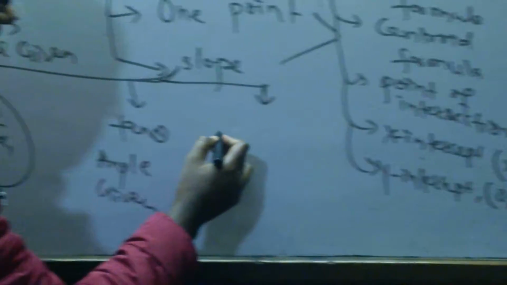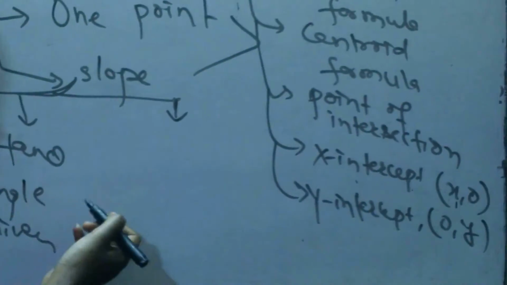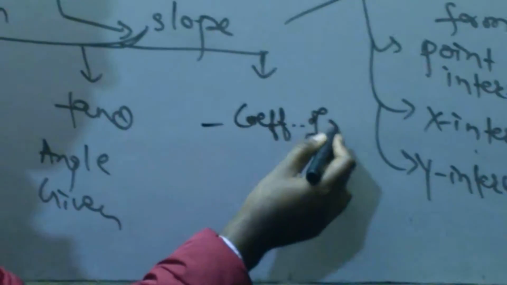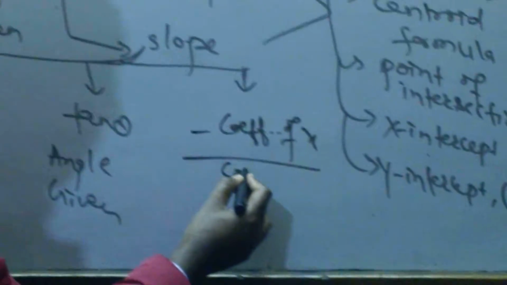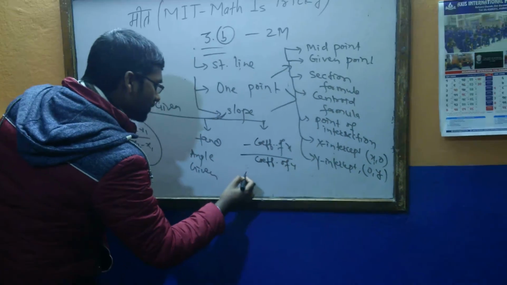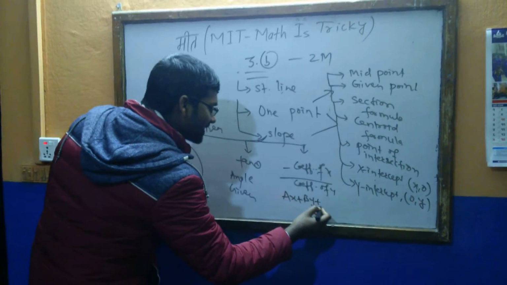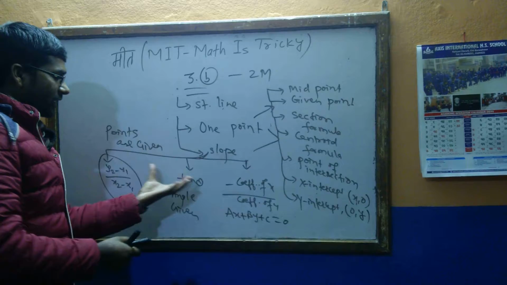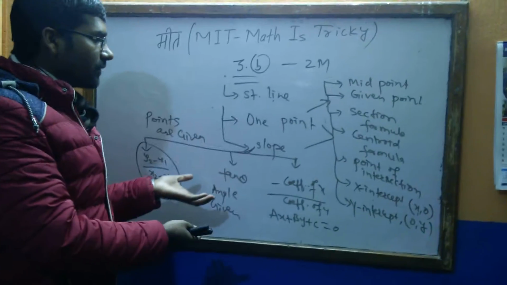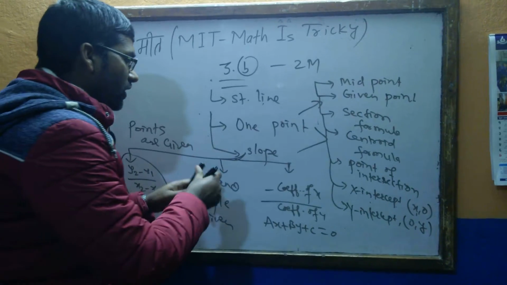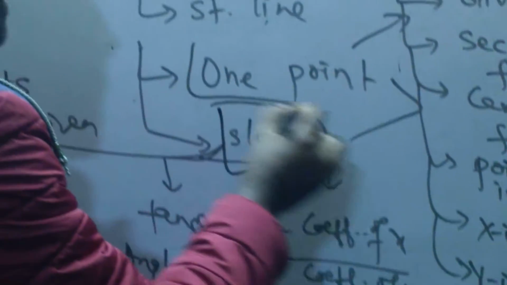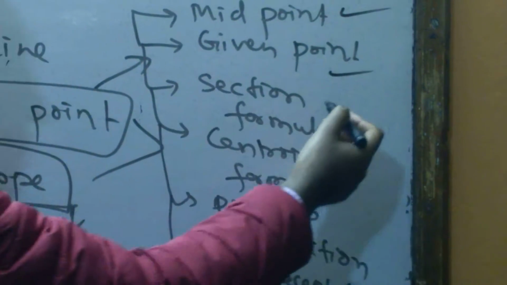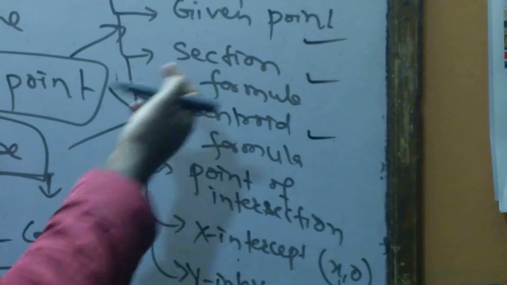If the equation is given, then the slope is simply minus the coefficient of x by the coefficient of y, if the equation is in the form ax plus by plus c equals 0. These are the three conditions from which we'll find slope. Note this down, very important. Then to find the passing point, we'll be using the midpoint, the given point, the section formula or the centroid formula.